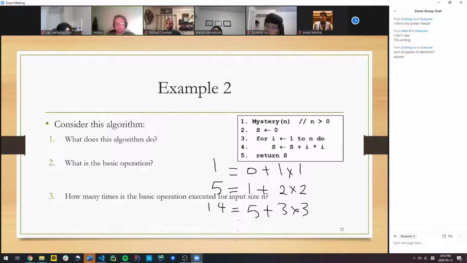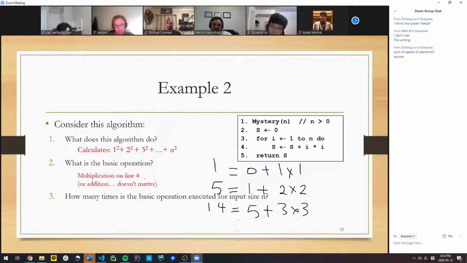The sum of a bunch of perfect squares. So this is essentially calculating that. You see that, right? That's 1 squared plus 2 squared plus 3 squared plus n squared.